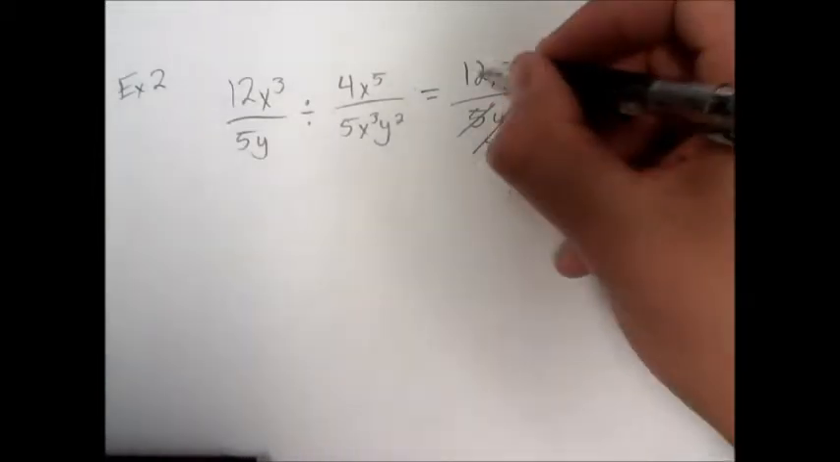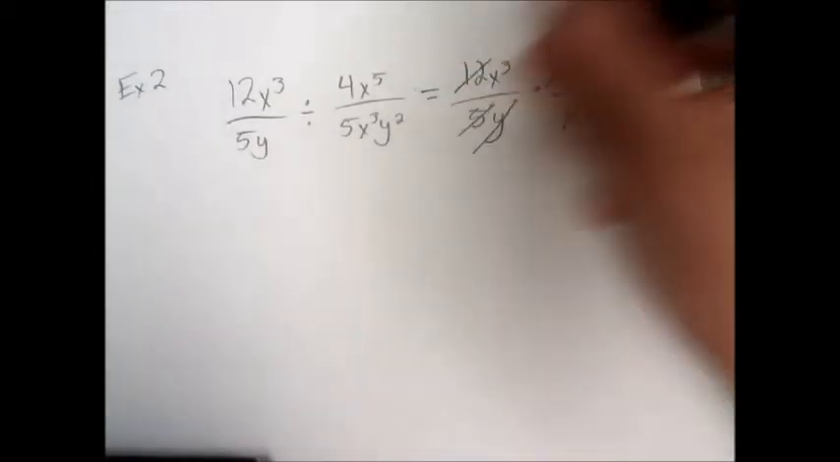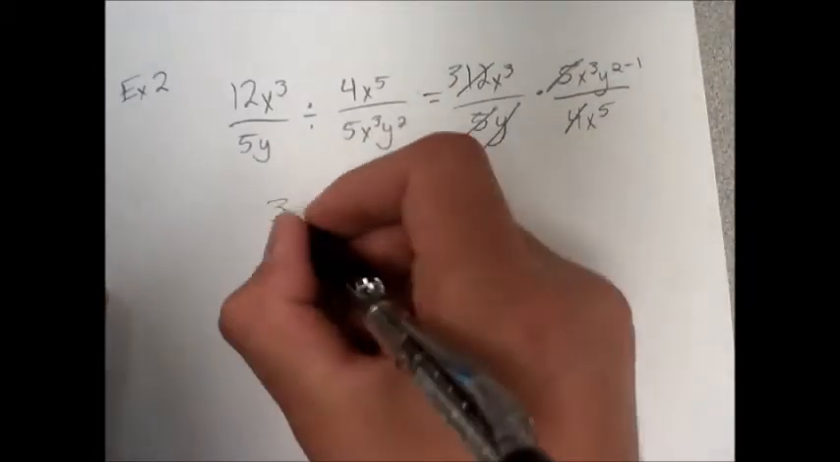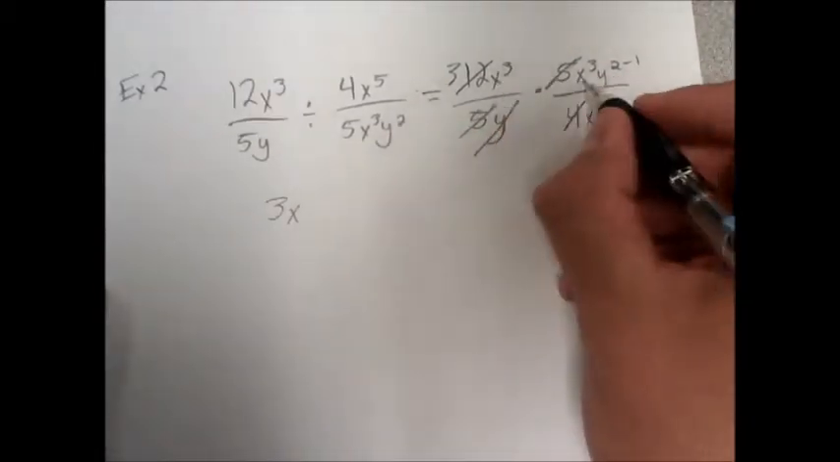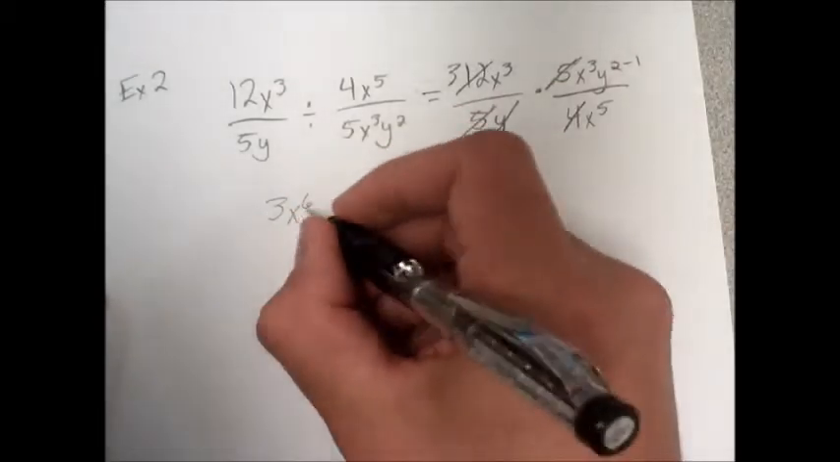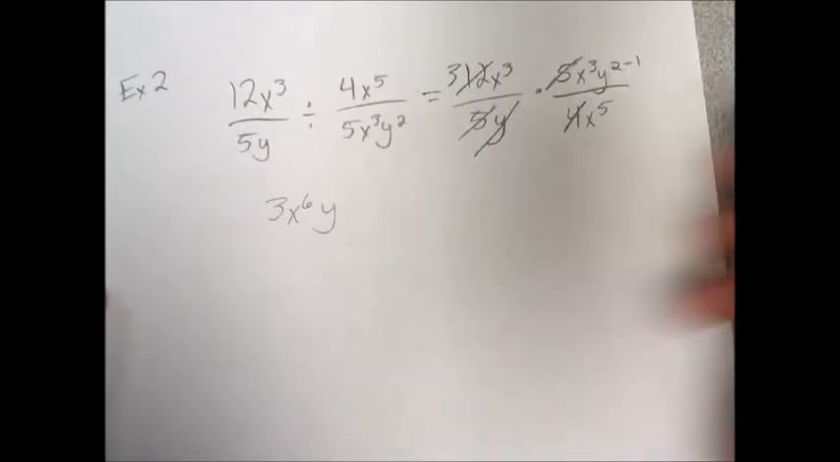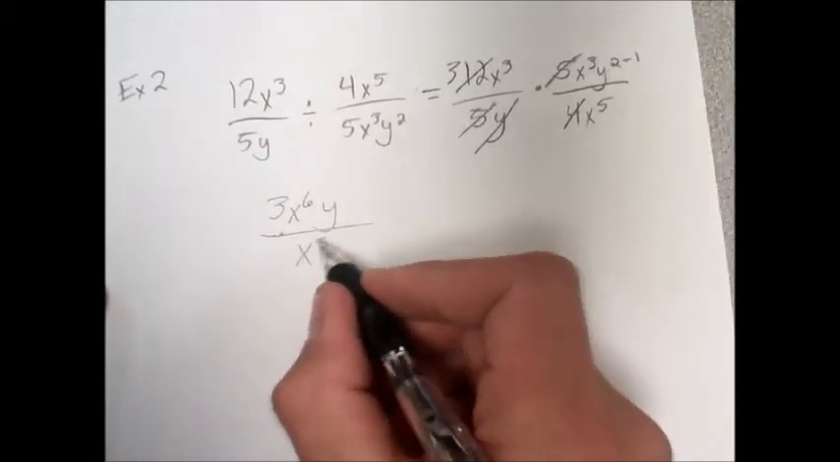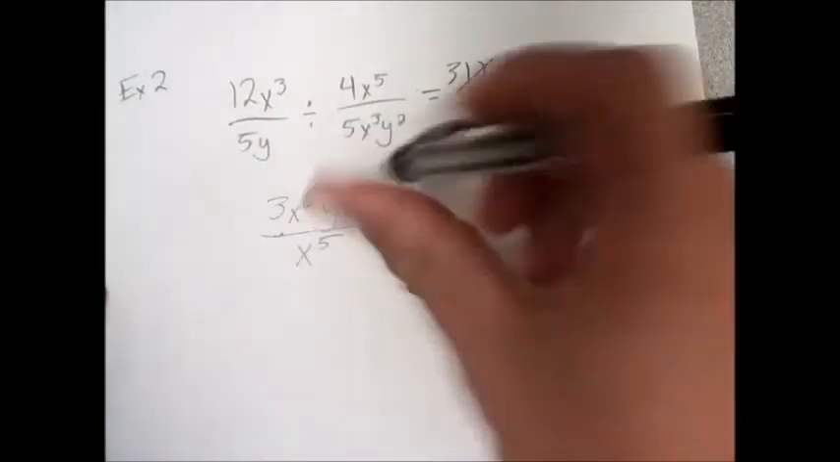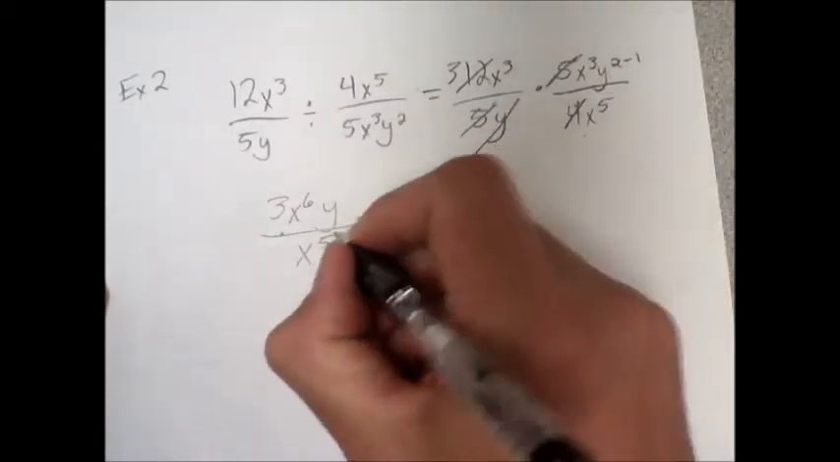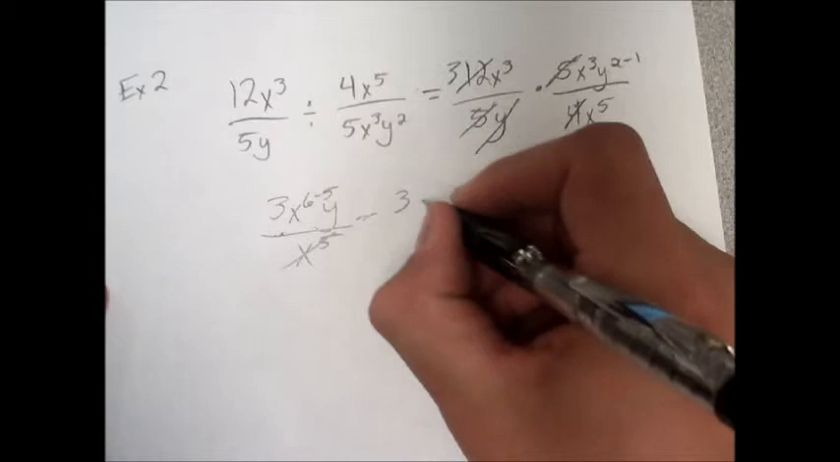Okay, and then I have 12 and 4. My 4 will cancel to a 1, and my 12 will turn into a 3. Right? So now all I have up top is 3, and then I have an x and an x, which makes x to the 6th. And then my y, 2 minus 1, which is just y. Then on bottom, I have x to the 5th. Now I just need to finish simplifying that. Which one do I move, the 5 or the 6? Move the 5, right? So subtract 5. So I'm left with 3xy.